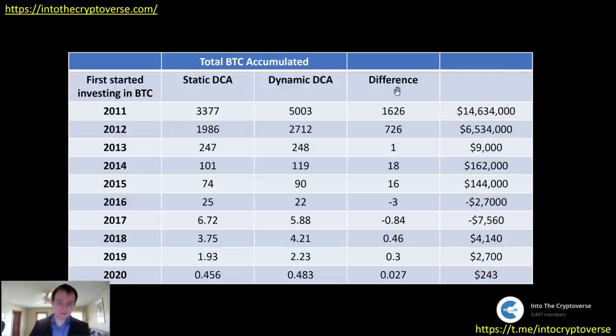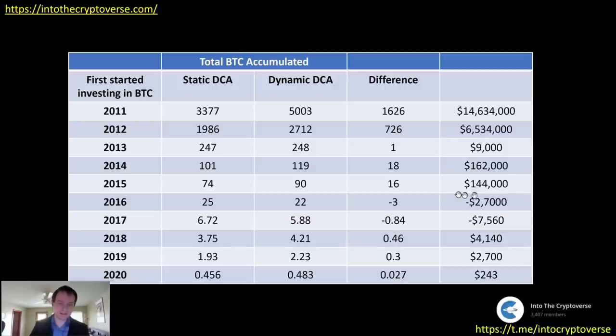The valuation, by the way, of this Bitcoin at $9,000 per Bitcoin, the difference in what you would have had doing it dynamically versus statically in 2011 is $14 million. 2012, $6.5 million. 2013, $9,000. 2014. And this is at present value, if this is the total number you would have accumulated by today.